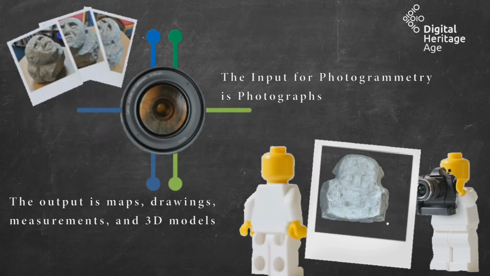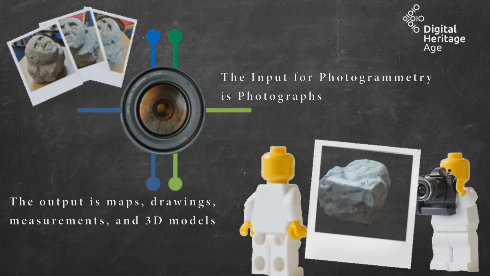The input for photogrammetry, as I've said, is photographs, and the output can be maps, drawings, measurements, and 3D models. And these 3D models provide us an opportunity to engage with the public in new and interesting ways.